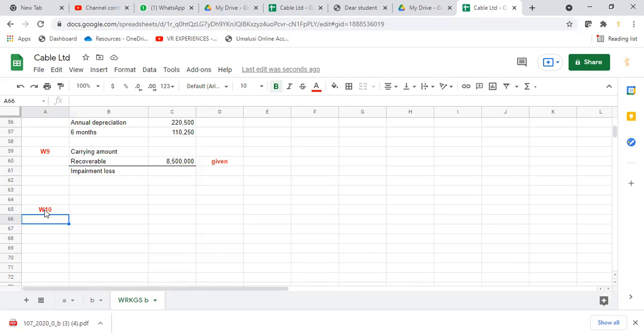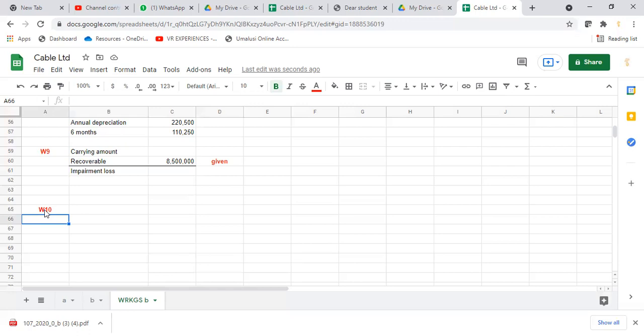However, you can only impair on an individual asset if that asset can generate cash inflows independently. Now, many individual assets cannot generate cash inflows independently, and as a result, you will then have to look at the smallest group of assets that can generate cash inflows independently. In other words, you have to look for a cash generating unit.